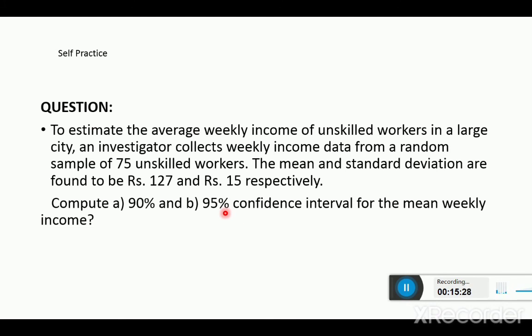Now that was our first topic, estimation by confidence interval for mu. Inshallah later on we will start the next topic, confidence interval for mu1 minus mu2. Hope inshallah a bit of the idea will be clear. Thank you so much.